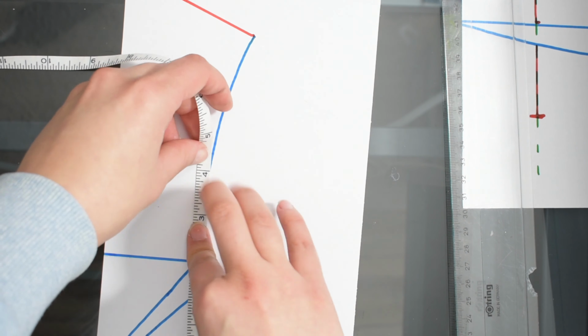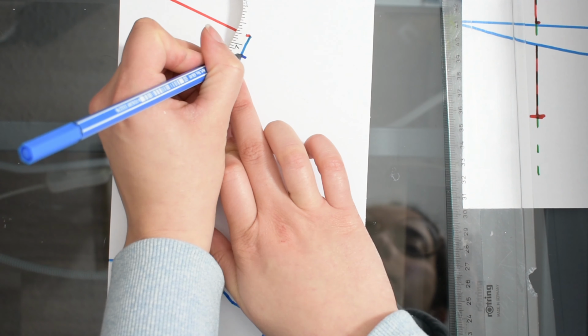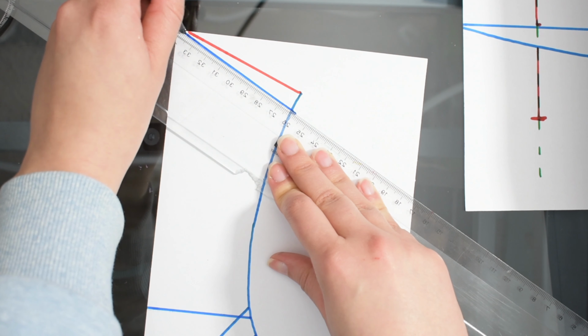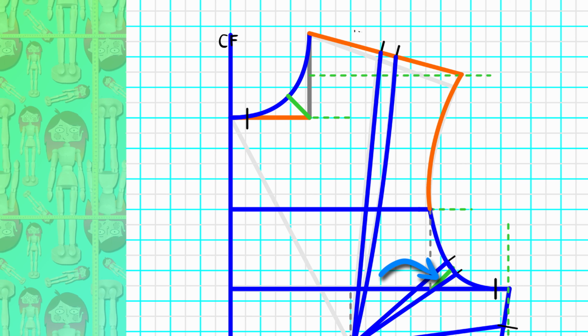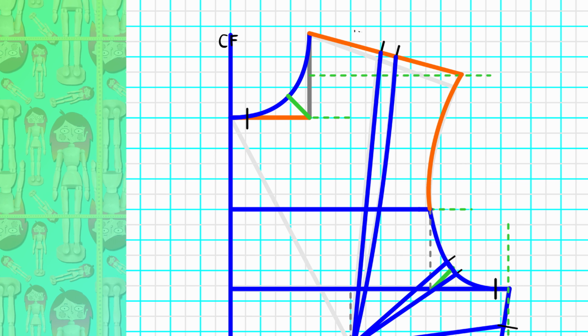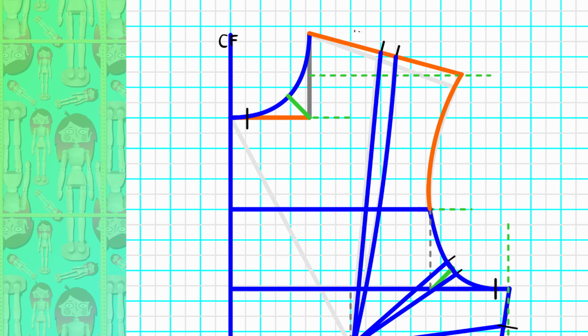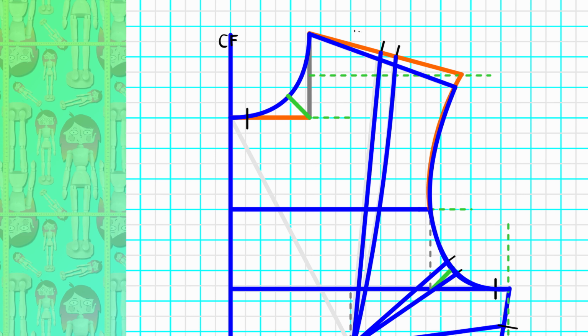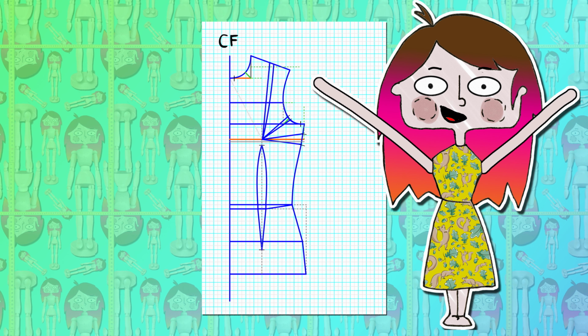To finalize, you have to check your armhole measurement to see if it matches your true measurements. Don't forget to disregard the dart. Most of the times, it will be shorter than what we have on paper, so lower that shoulder line to the new measurement. And that's it for the front.